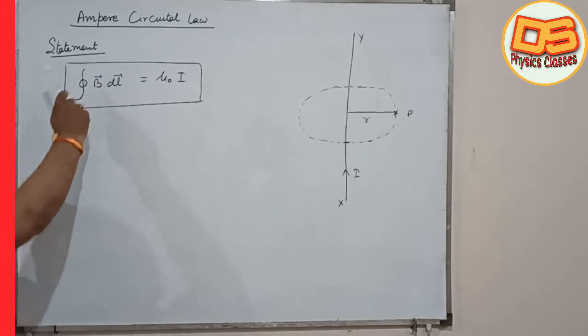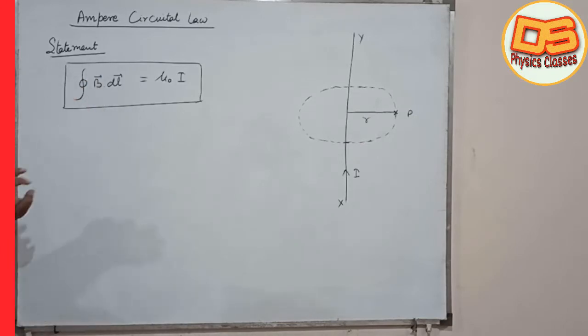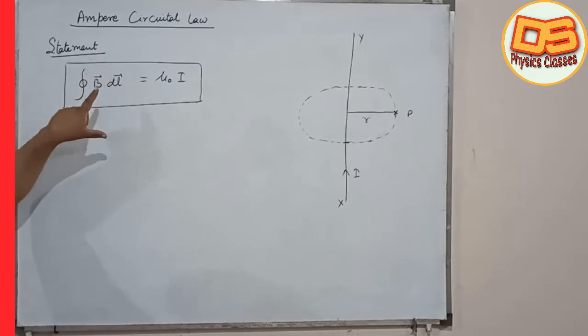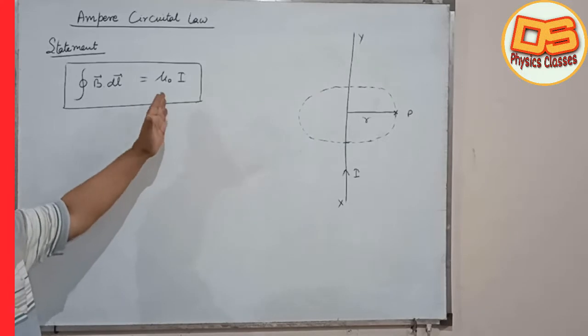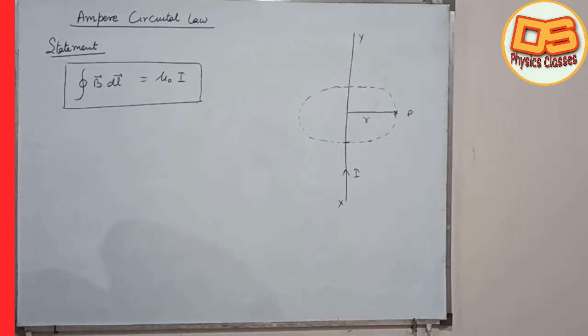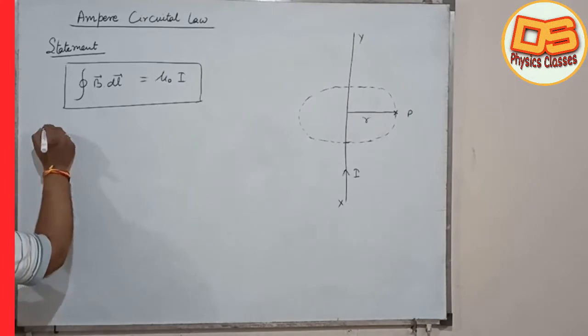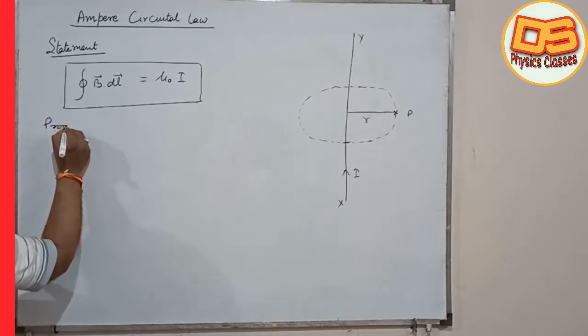The first part, statement. The statement is: the line integral of the magnetic field around any closed path is equal to mu 0 times the total current threading the loop. Clear? Then we prove this statement.